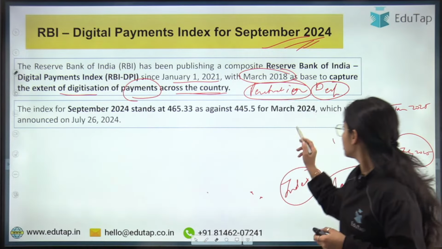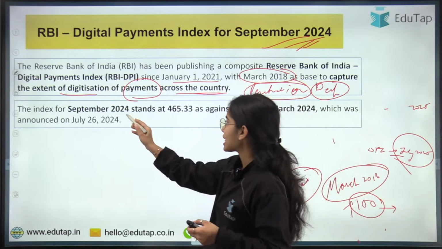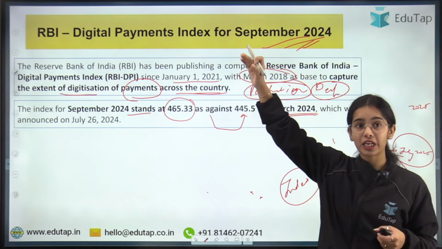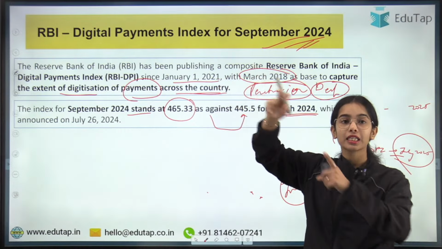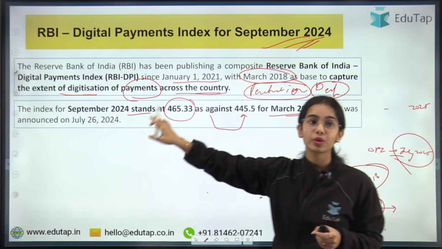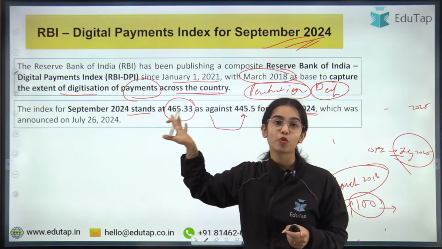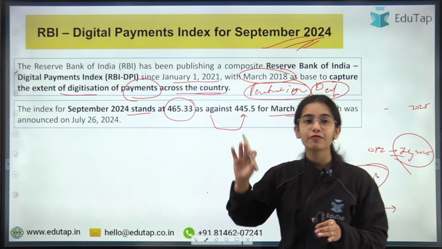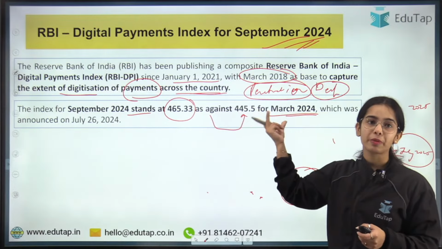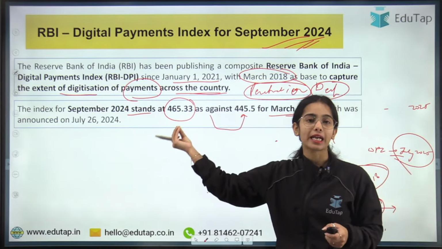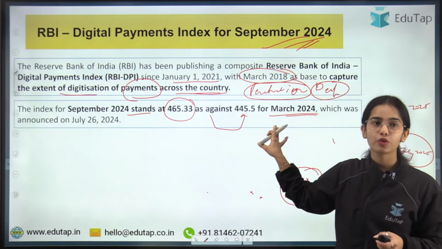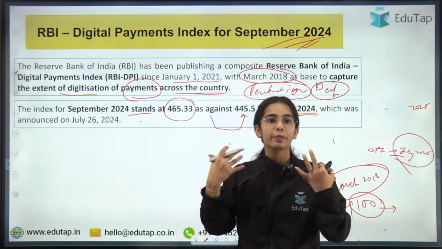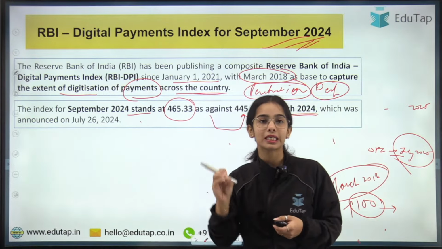Now coming to the next point, the index for September 2024 stands at 465.33 as against 445.5 for March 2024. So you can understand that from the value of 100 taken for the base year in March 2018, there is growth in digital payments, and by September 2024 the Digital Payment Index stands at 465.33. That is way higher than the 100 value in the base year. If we compare with the previous index of March 2024, there is also an improvement. From March 2024 to September 2024 there is an increase in the index value, which shows that the penetration and deepening of digital payments is further increasing in our country.